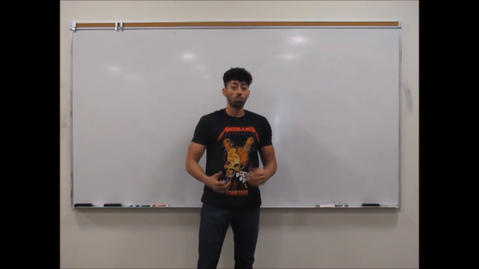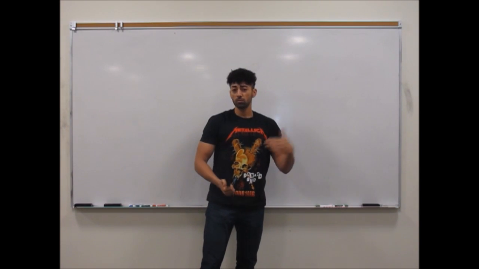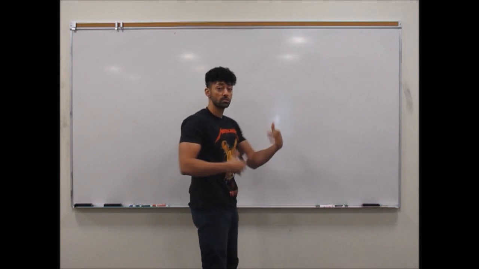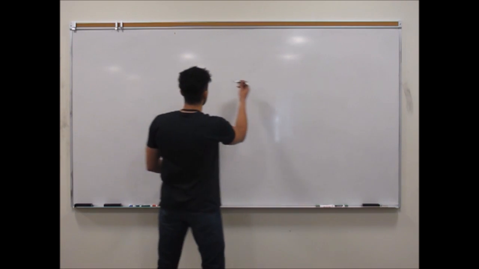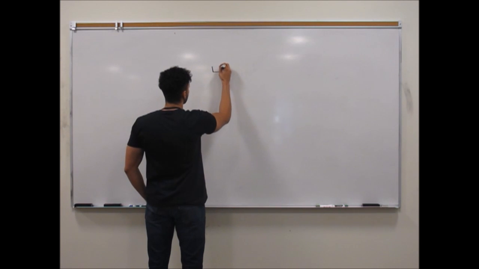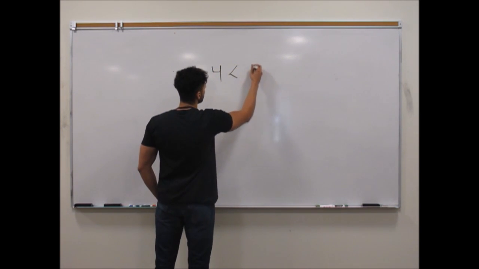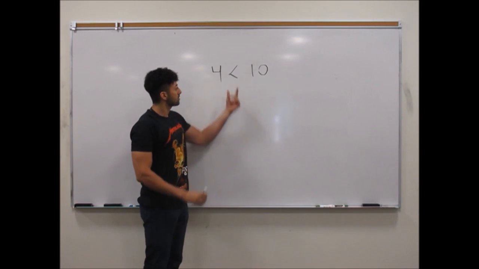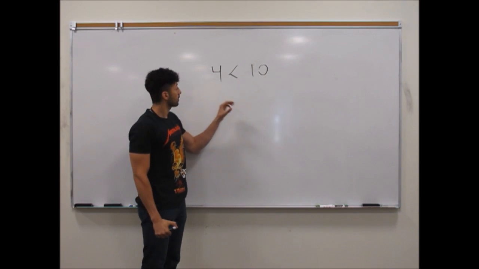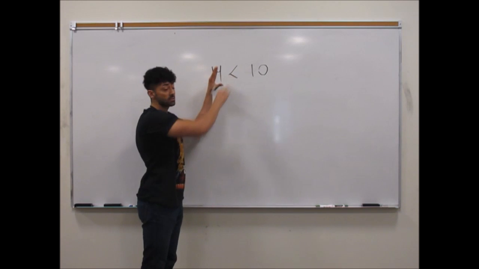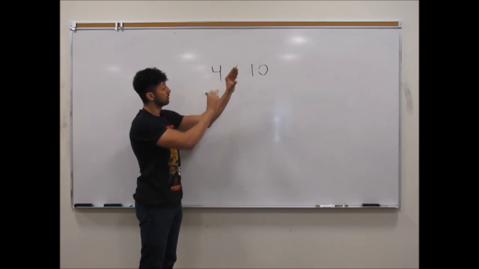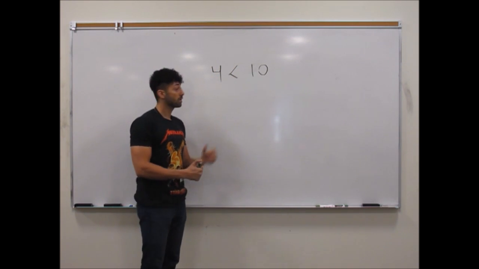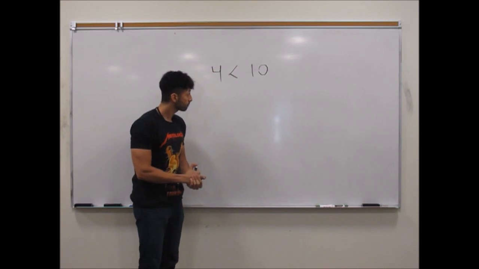Really quickly, just to show you why the sign switches when you multiply or divide by a negative in the process of isolating your variable. Let's just say I had something like 4 is less than 10. Again, this is an inequality right here. The mouth is towards the 10, so it's saying 10 is greater than, and the pointy part towards the 4, so this is saying 4 is less than 10.